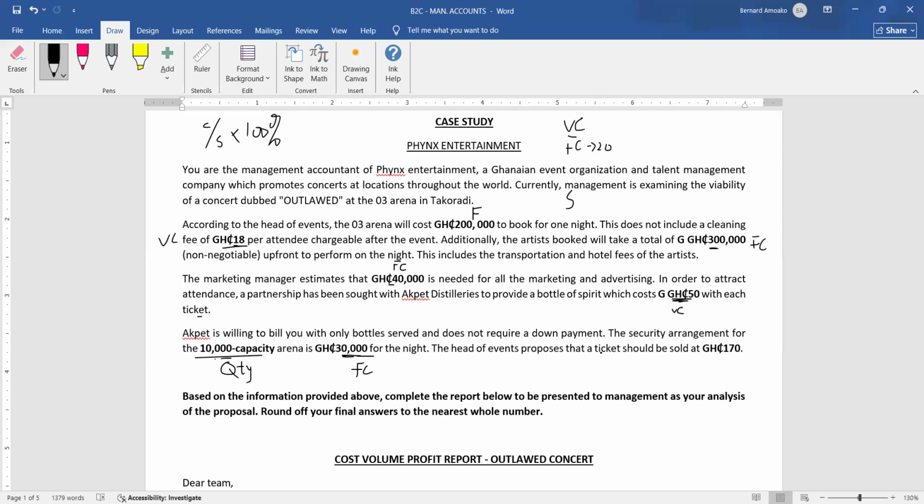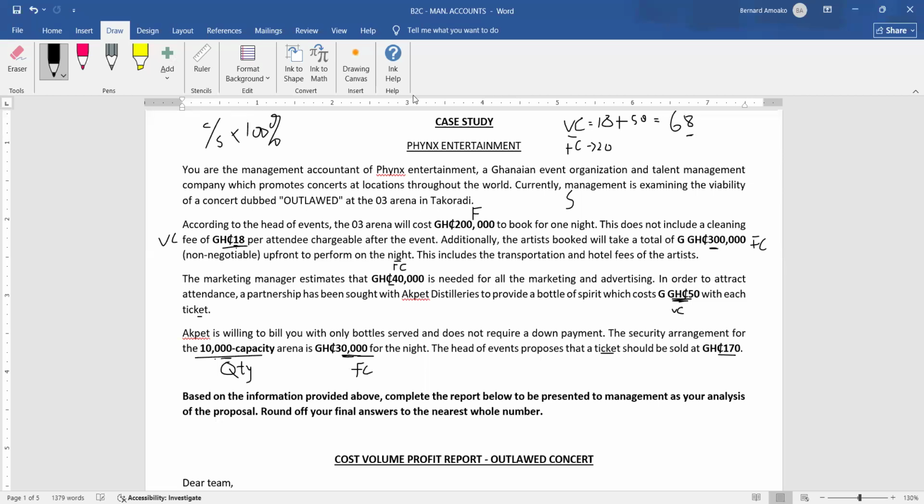And then your sales, you are going to sell tickets for how many people? 10,000. So for the contribution to sales ratio, what is our total variable cost? Our total variable cost is the 18 for the cleaning and then the 50 for the distilling. 18 plus 50 will give me what? Total VC will be 18 plus 50 cedis, which is 68, right?